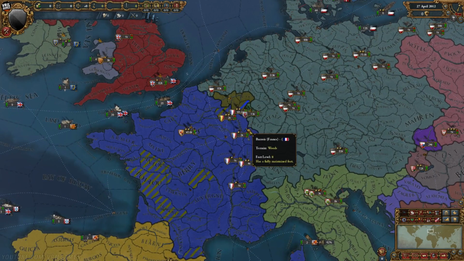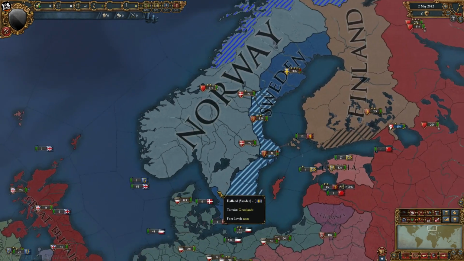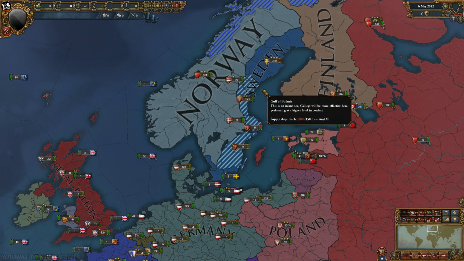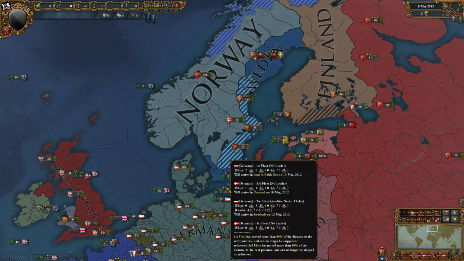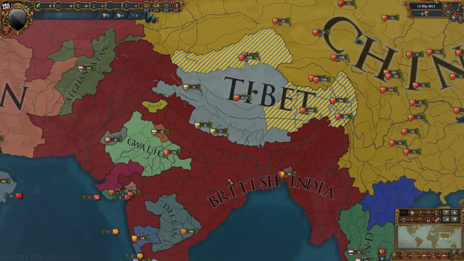French had taken over a lot of Belgium. It looks like the Belgians did take that back. I would expect this Norwegian-Swedish war to end soon, and the Norwegians will probably take over more of Sweden here. Let's have a look quickly at what's going on.